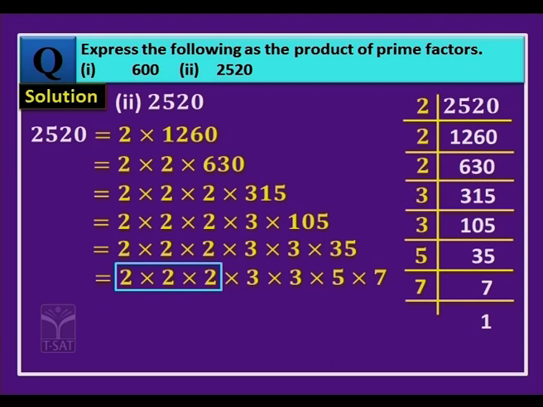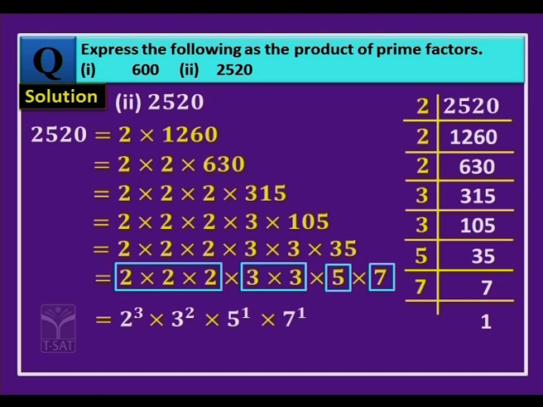Now, here 2 is multiplied 3 times. So, I get 2 cube into 3 is multiplied 2 times. I get 3 square. Again 5, only 1 is there. So, 5 power 1 into 7 is there only 1. So, we get 7 power 1. Okay, children. So, this is how we express in prime factors. Children, we have learnt a few examples also.